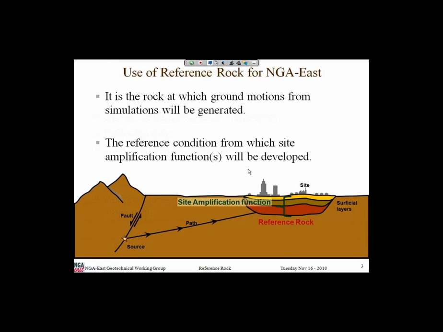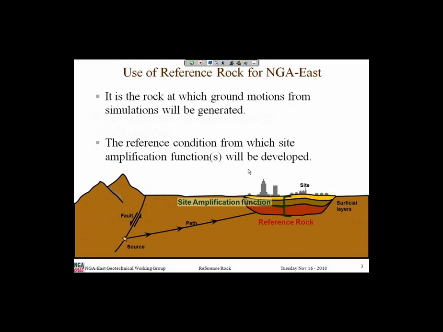So the use of reference rock for NGA East: it is the rock at which ground motions from simulations will be generated, and it is the reference condition from which site amplification functions will be developed. Let me explain a little bit. In the meeting we had in June, there was a discussion about having two types of rock, a simulation rock and a reference rock, and it was passed back to the Geotechnical Working Group as to how we want to handle that, based on what we see in terms of evidence.